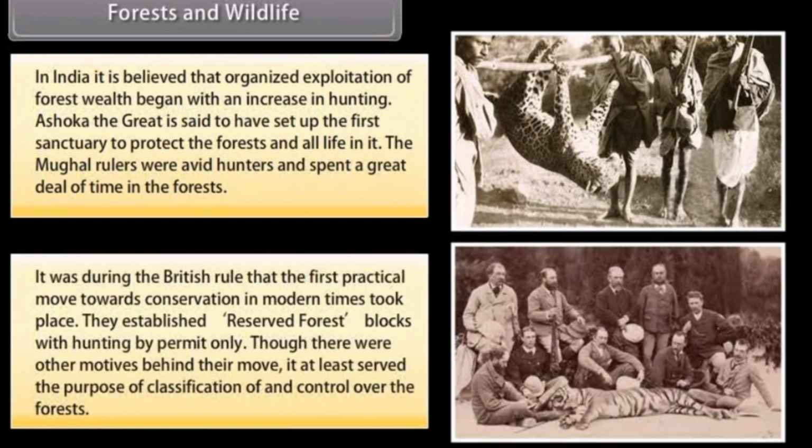It was during the British rule that the first practical move towards conservation in modern times took place. They established reserved forest blocks with hunting by permit only. Though there were other motives behind their move, it at least served the purpose of classification of and control over the forests.